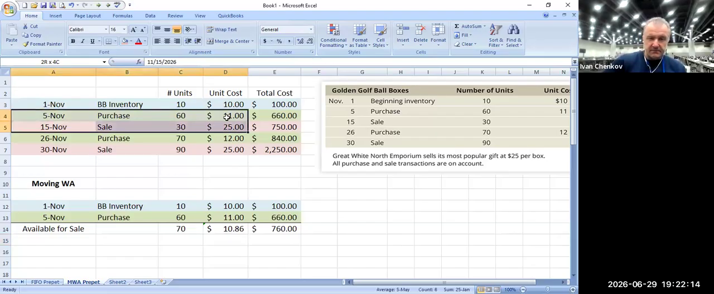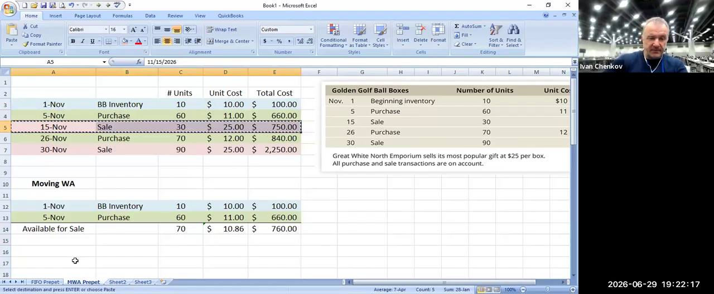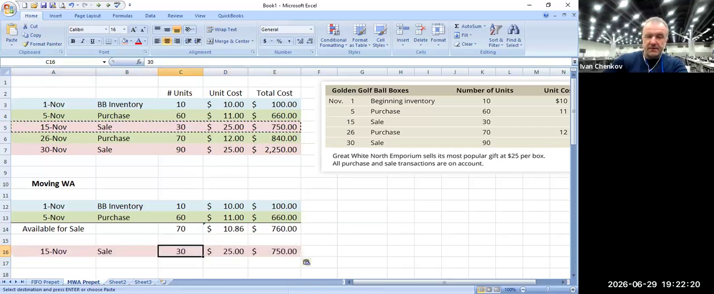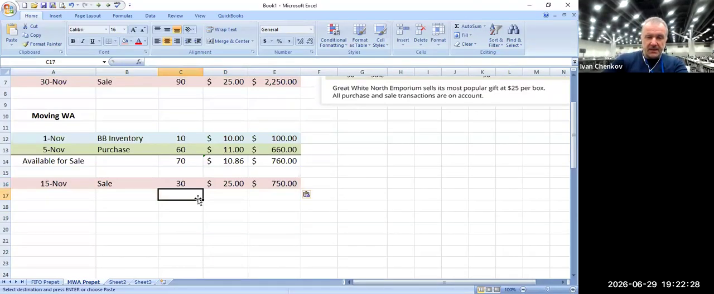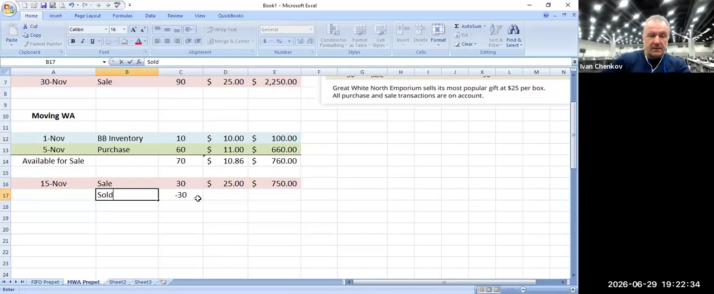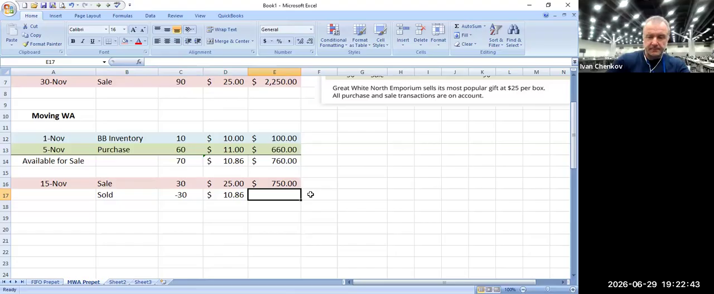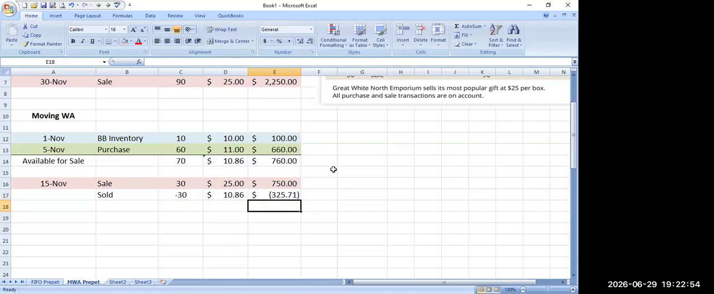After that come sales. On November 15, we sell 30 units. Now, since I already have the weighted average cost for my units, I can easily sell those 30 units, and they come with the cost of $10.86. So in total, the cost of the units that I'm selling is $325.71.